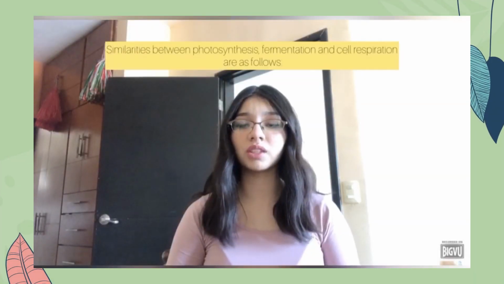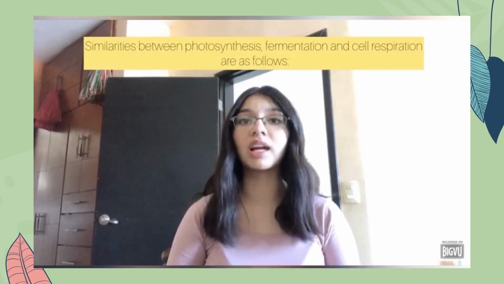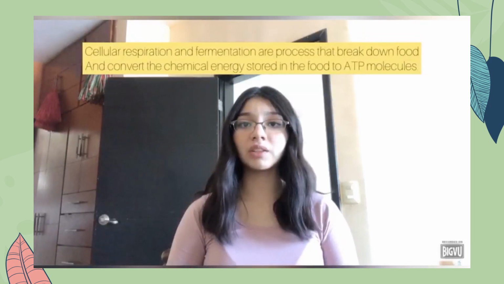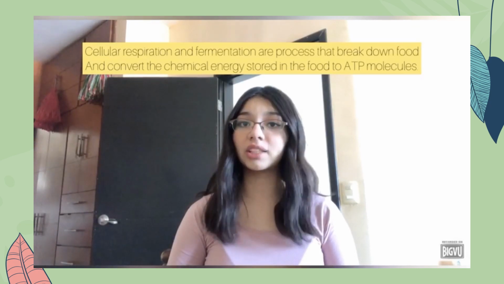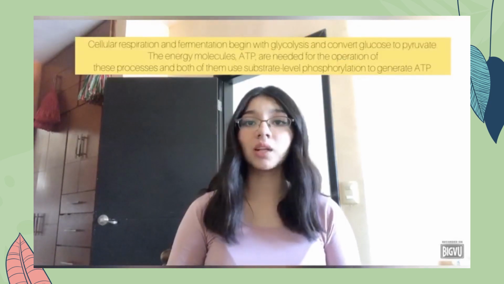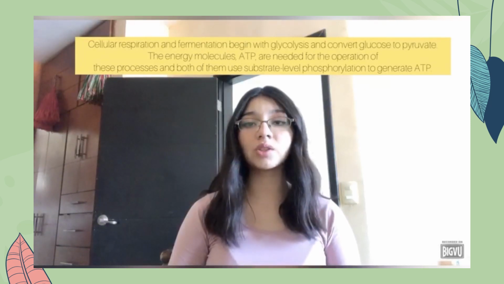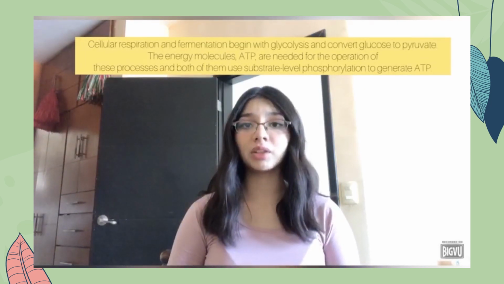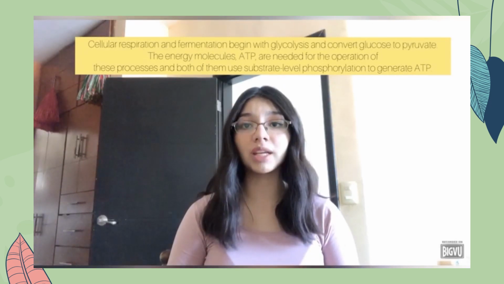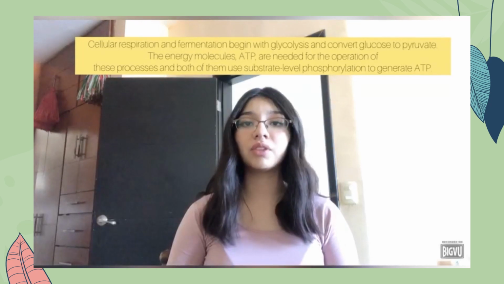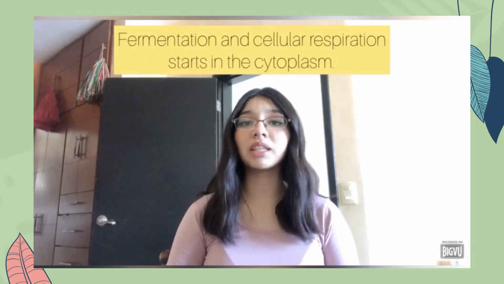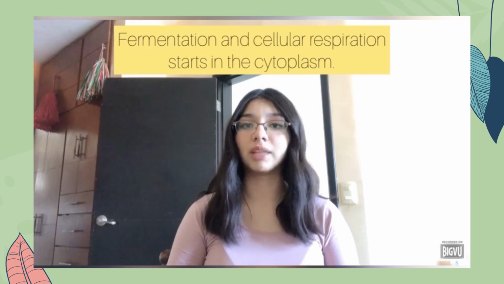Similarities between photosynthesis, fermentation, and cellular respiration are as follows. Cellular respiration and fermentation are processes that break down food and convert the chemical energy stored in the food to ATP molecules. Cellular respiration and fermentation begin with glycolysis and convert glucose to pyruvate. The energy molecule ATP is needed for the operation of these processes, and both of them use substrate-level phosphorylation to generate ATP. Fermentation and cellular respiration start in the cytoplasm.